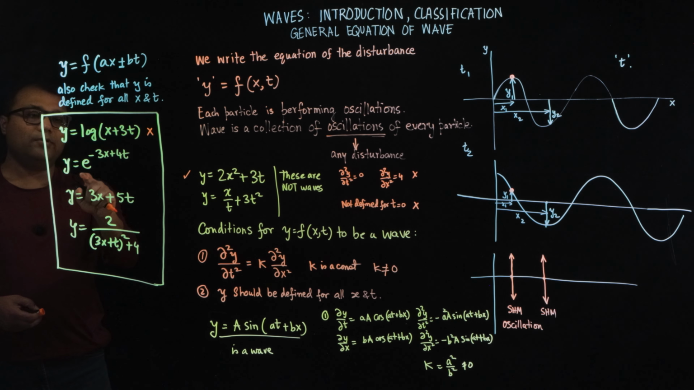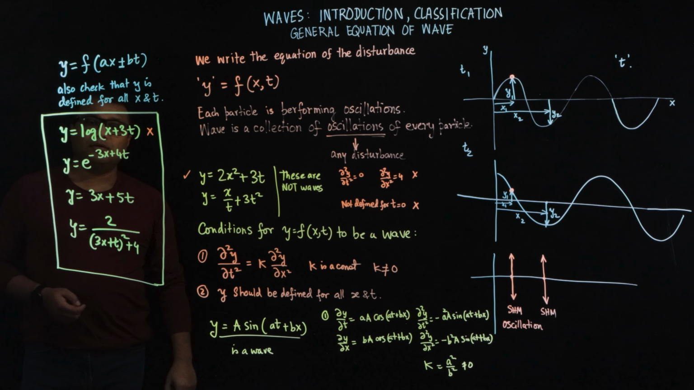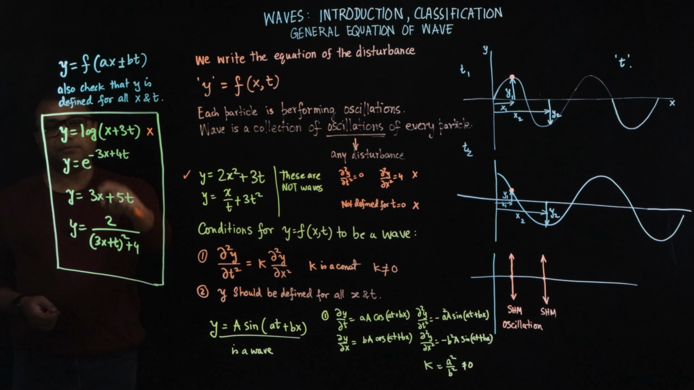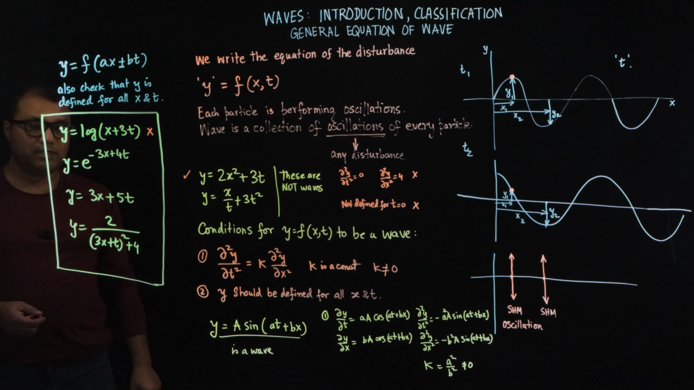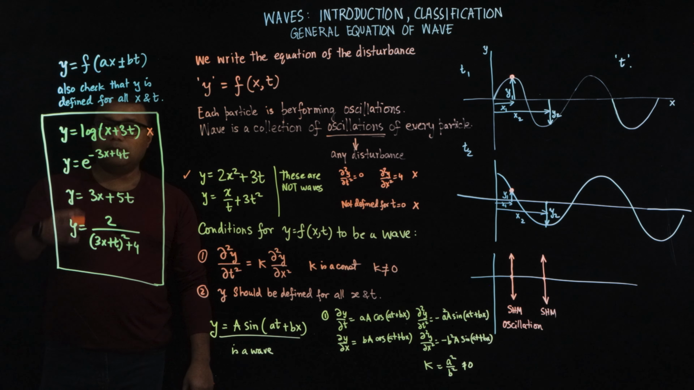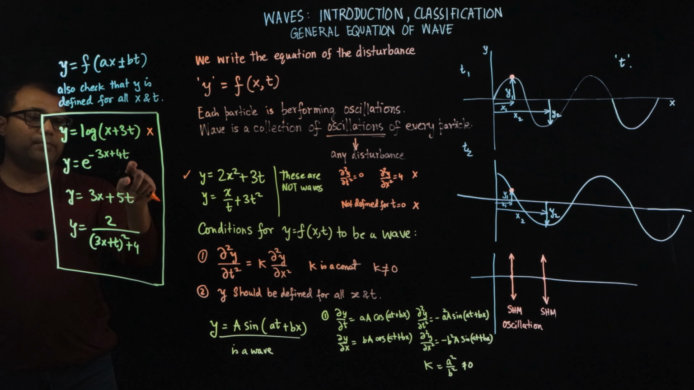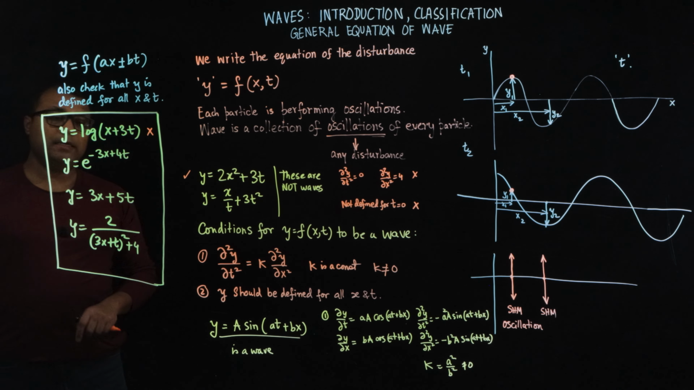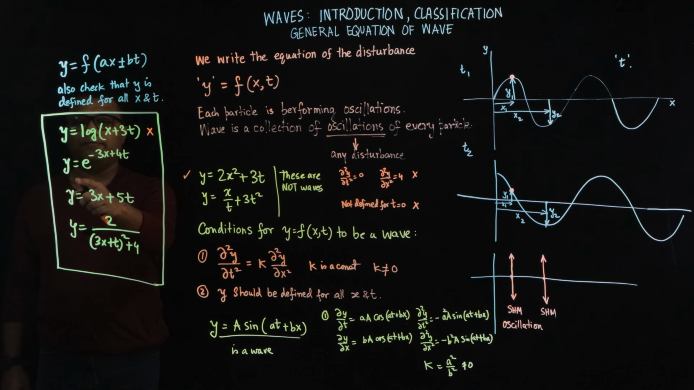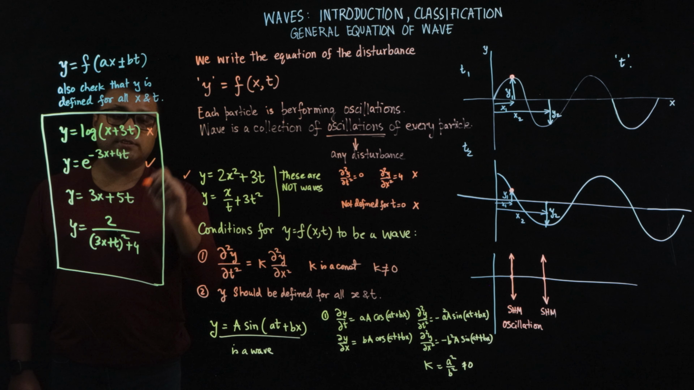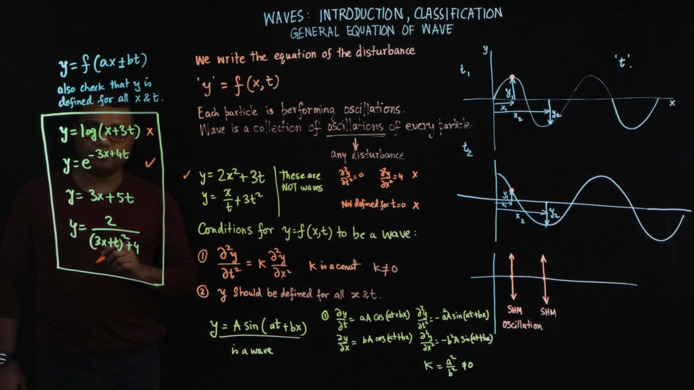Is y defined for all values of x and t? If minus 3x plus 4t tends to 0, then this becomes 1 by e to the power 0, so y will tend to 1. If this tends to a very big number, then it becomes 1 by e to the power infinity, and y will tend to 0. So it is actually defined for all values of x and t. So this is a wave function.